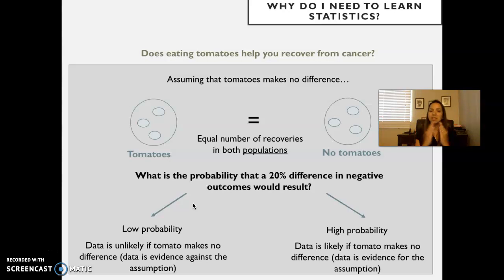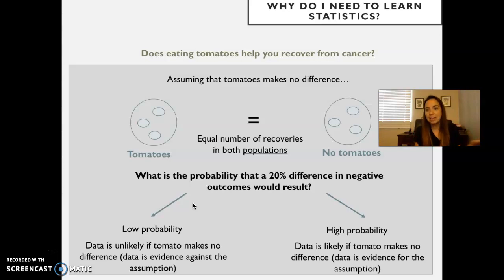We basically make the conclusion that data is very likely if tomato makes no difference, right? So data is evidence for the assumption I made, which is the assumption that tomatoes make no difference. So I keep the null hypothesis. I have no grounds or no evidence to dismiss the null hypothesis, right? So I really have to keep it.